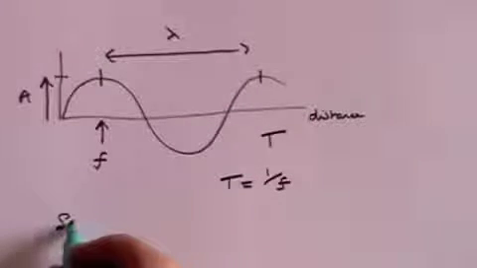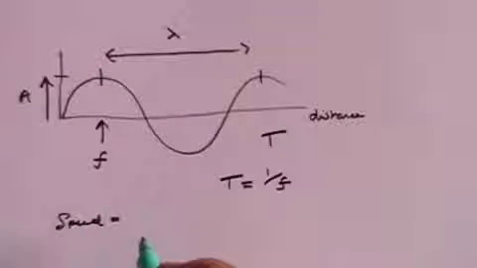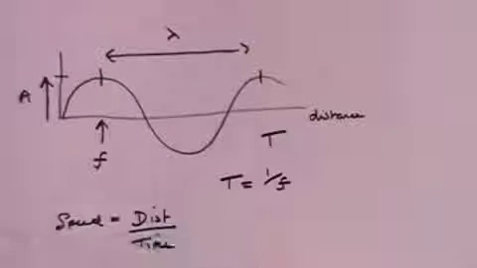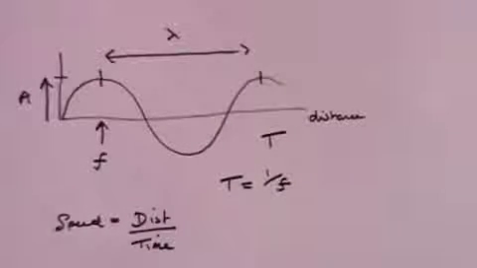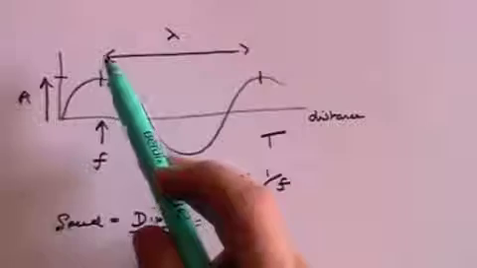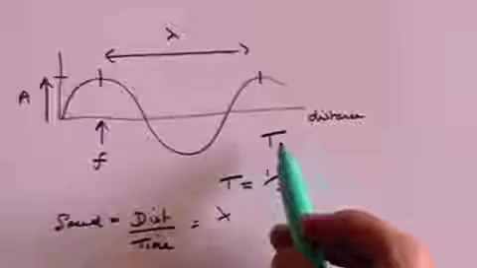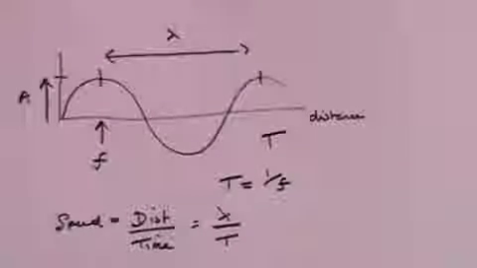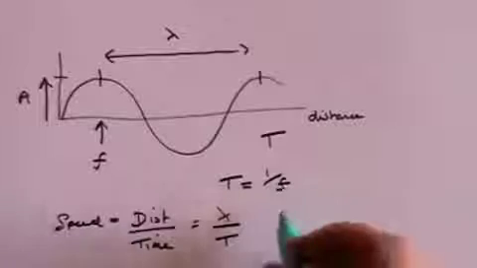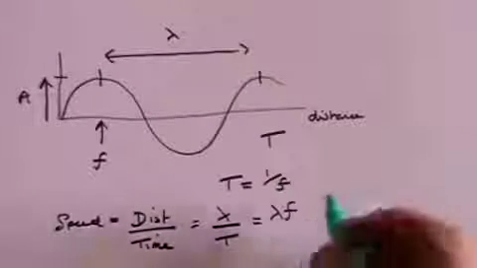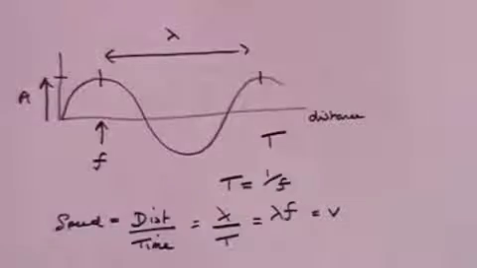The speed of a wave is like the speed of anything else. It's the distance divided by the time taken to travel that distance. And if we think that the distance is the wavelength, what is the time taken to travel that wavelength? Well, the answer is, of course, T. So the speed of a wave is lambda divided by T, but T is 1 over f, and so that is one and the same thing as lambda f. So the speed of a wave is its wavelength times its frequency.